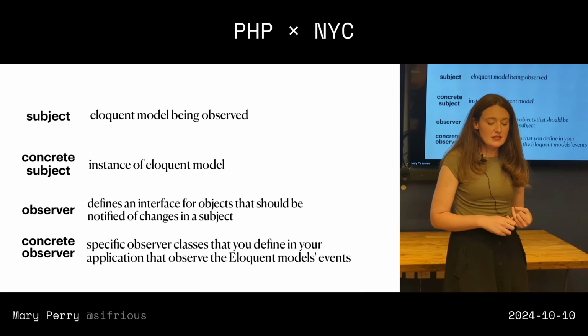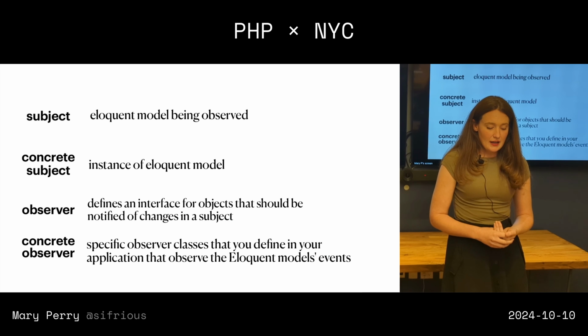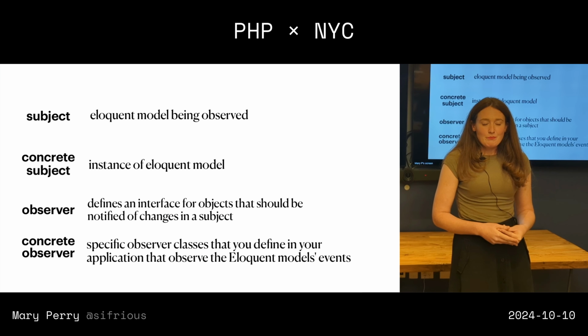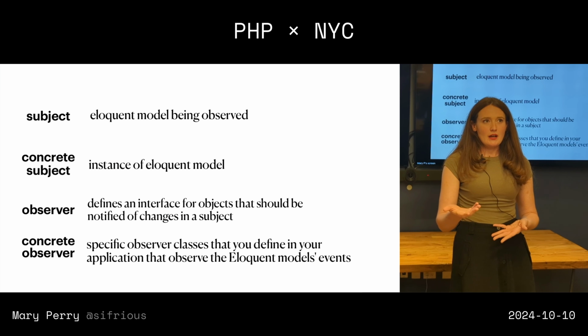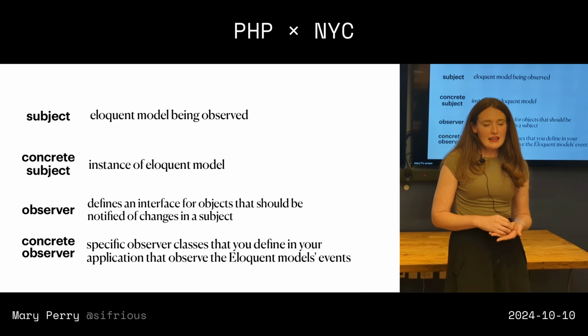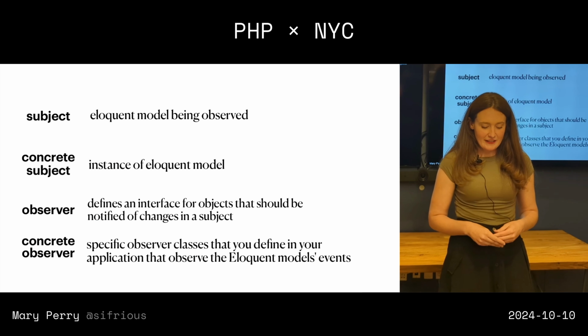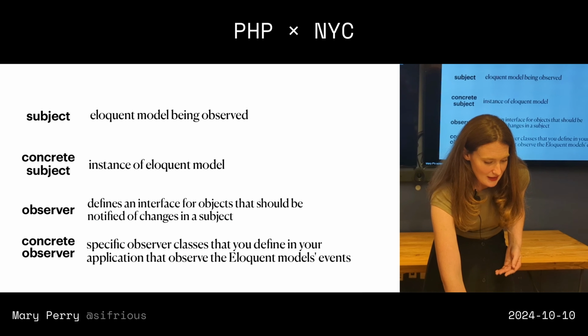So the subject, in this case, is the Eloquent model that's going to be observed. The concrete subject is an instance of the Eloquent model that's going to be observed. The observer is going to define an interface for the objects that should be notified of changes in a subject. Don't really see that in Laravel core. It might be because I couldn't find it, but I don't think that a Laravel observer inherits anything. I think in Laravel, an observer is more a place where you can put a lot of events and store all the events in one place. So that's kind of like a variant on the design pattern, but it seems to work pretty well.